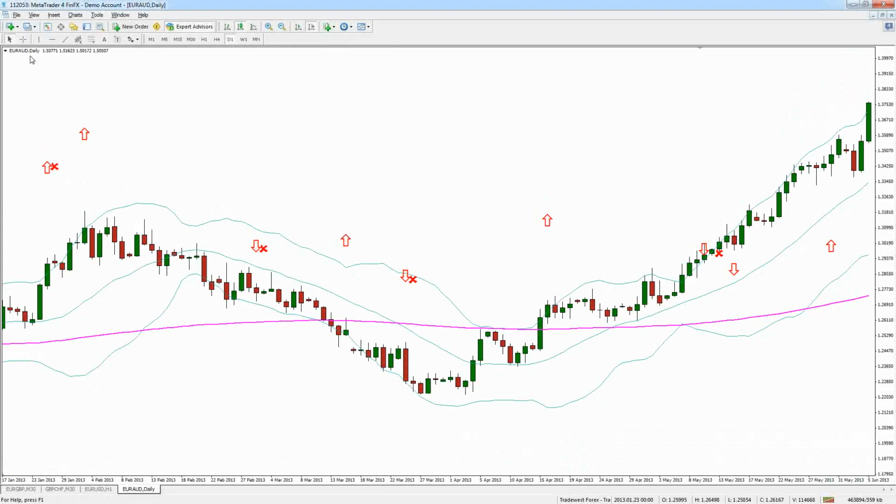By the way, I'm on the daily chart here. I'm on the Euro Australia. It's a pretty good trending pair. And this can work on really any time frame, but as you know, I prefer the daily time frame just because then I don't have to babysit the charts and I can basically check in just once a day and take my trades literally in 10 or 15 minutes a day.